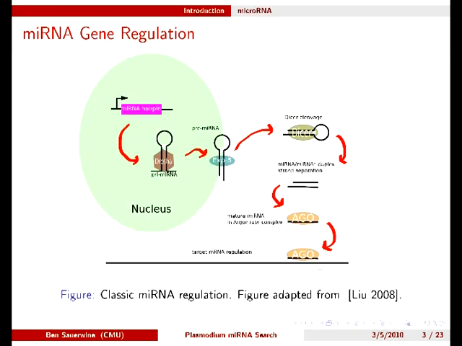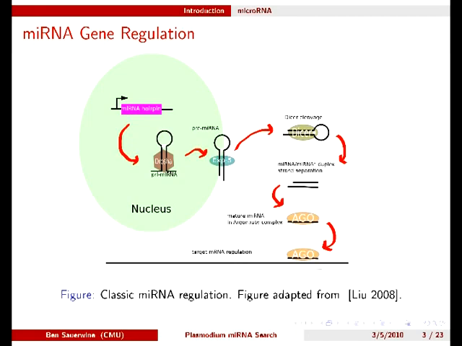Let me take a moment to refresh your memory on the classical microRNA gene regulatory pathway. First, a microRNA hairpin, or primary microRNA, is transcribed from the genome. A protein, Drosha, then cleaves this microRNA down to a smaller hairpin, precursor microRNA. This is then exported from the nucleus, where Dicer binds the hairpin and cuts off the loop.